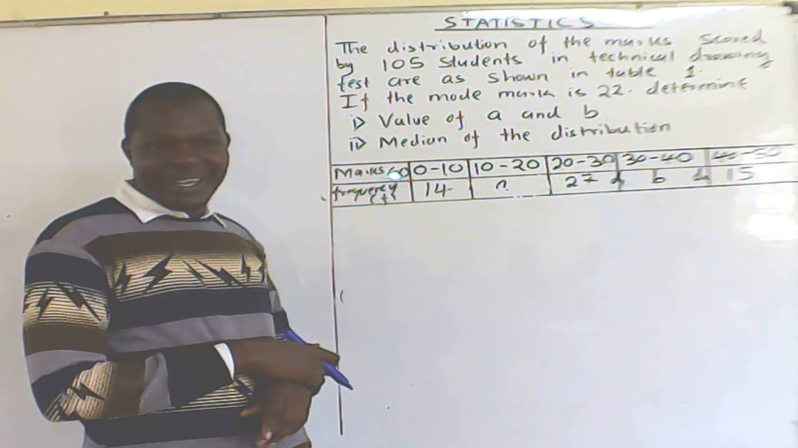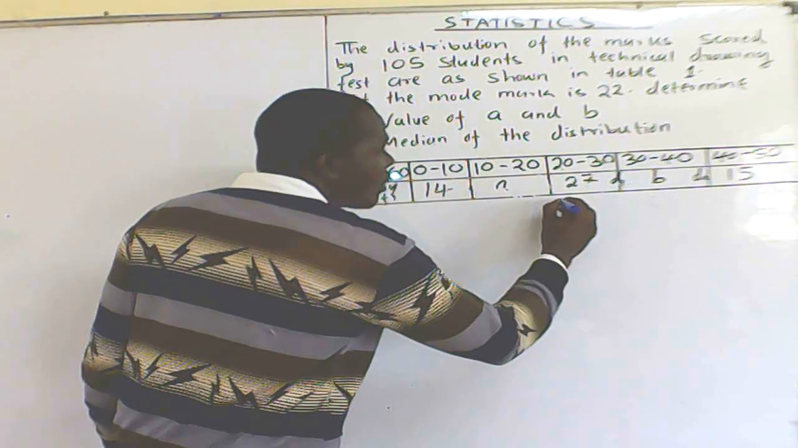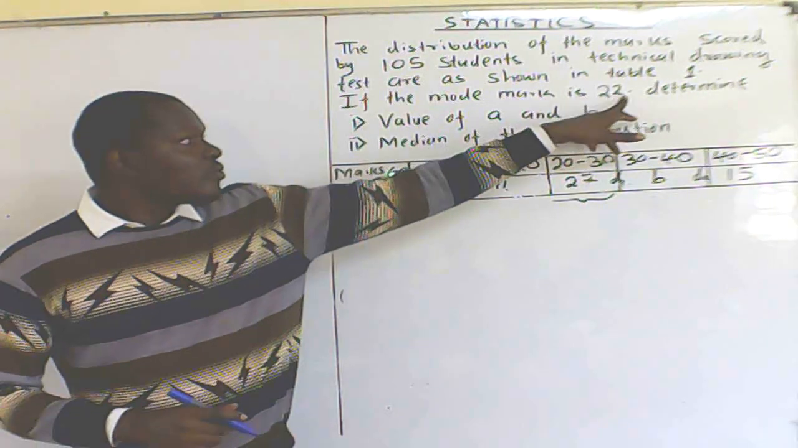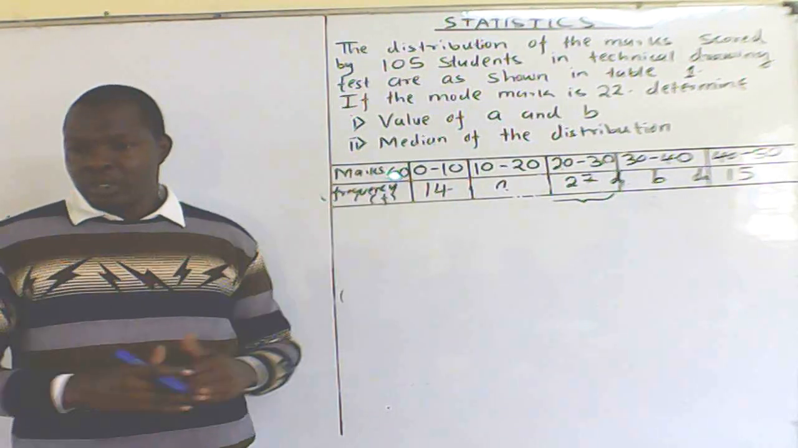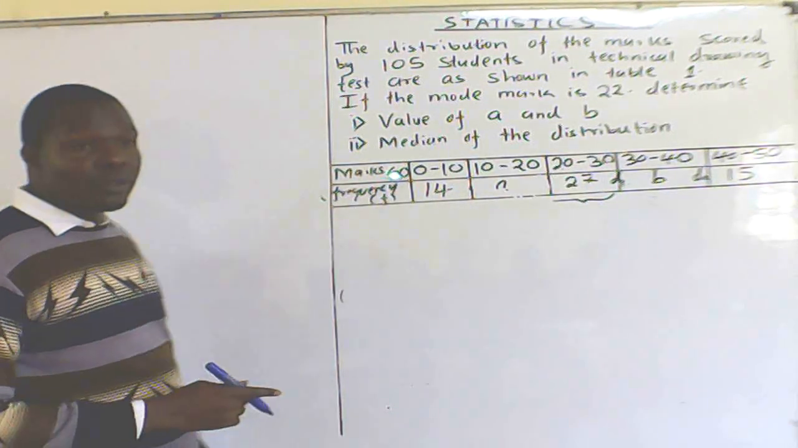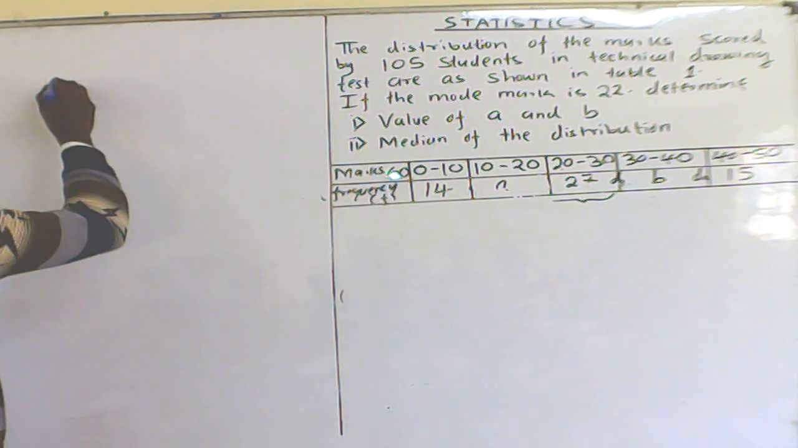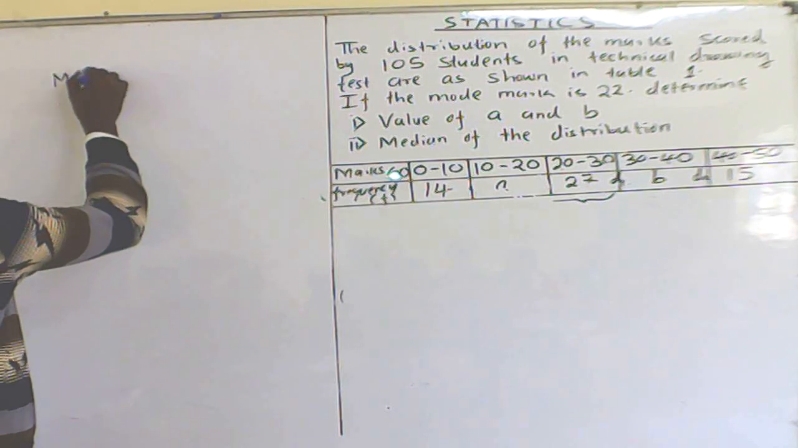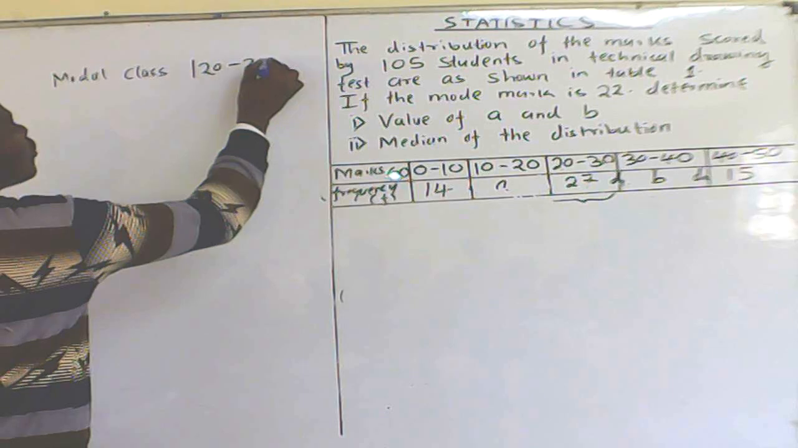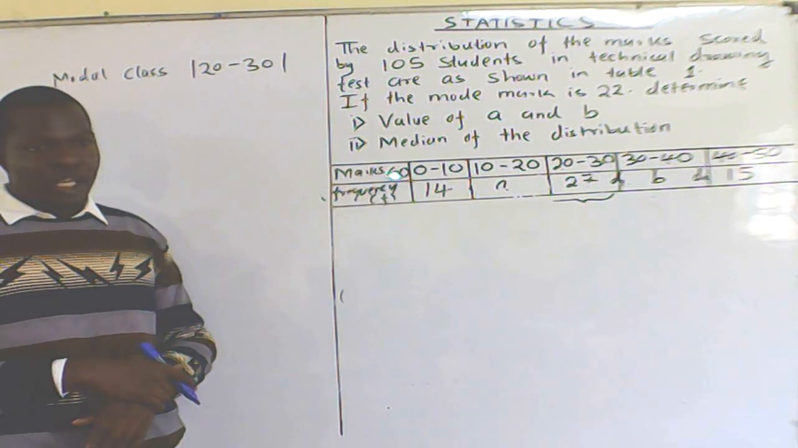Are we together? Yes. So when the mode is 22, the modal class becomes that class. So you check which class 22 is in. It's between 20 and 30. So that is case 1. We found that the modal class is 20 to 30, since our mode 22 is lying in that class.